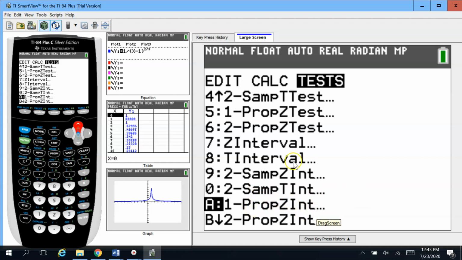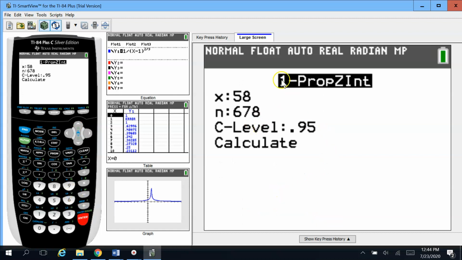If it's a mean, remember for mean confidence intervals you do t-interval. For proportion confidence intervals, 1 prop z int. It's going to have the menu, and I've already done this question, so I went ahead and plugged everything in. X represents the number of people that have the certain characteristic. 58 of our sample has hypertension. N represents the sample size. There were 678 total people.